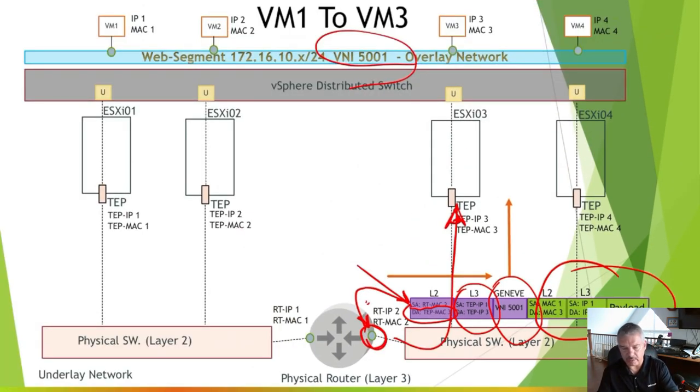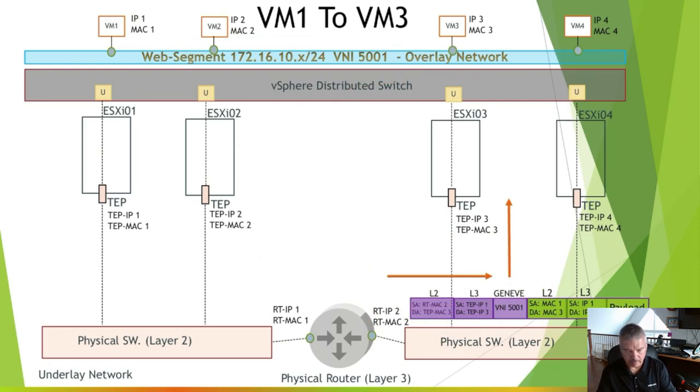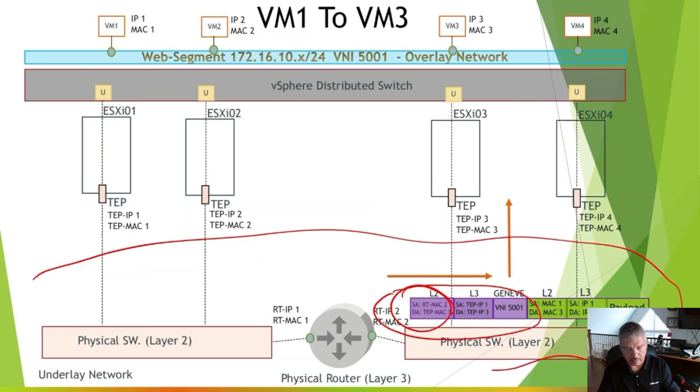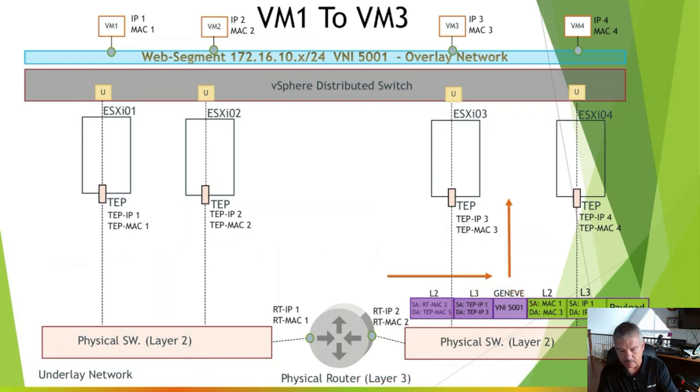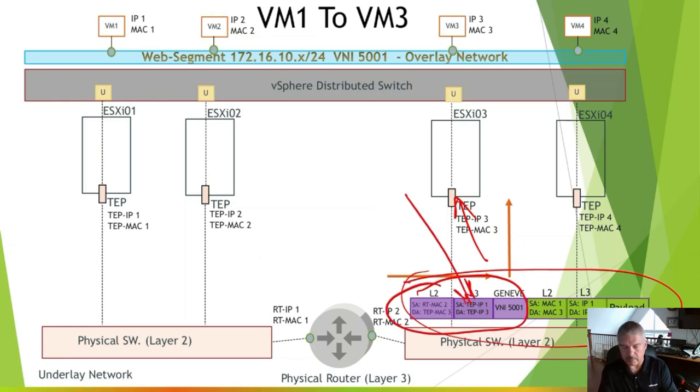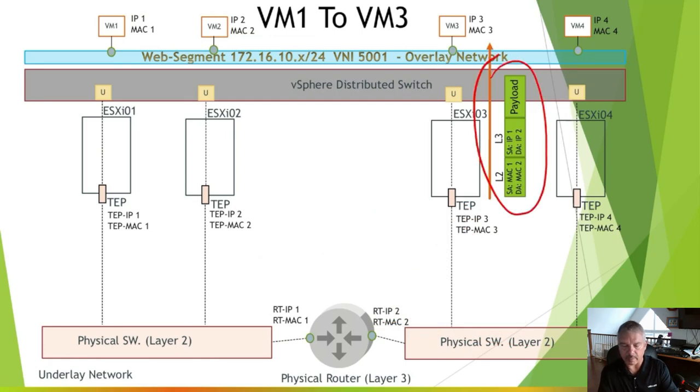So what did we see here? The Geneve header's layer 2 information will change, the source and destination MAC addresses, depending on your physical environment, like how many routers you're going through, so what side of the router you're on. Same as before, this gets sent up to the TEP. The TEP looks at the Geneve header and says, yep, that's me. It takes the Geneve header, throws it in the garbage, takes that original layer 2 frame, and sends it up to VM3 over here.